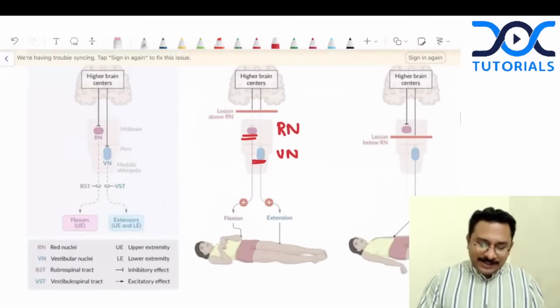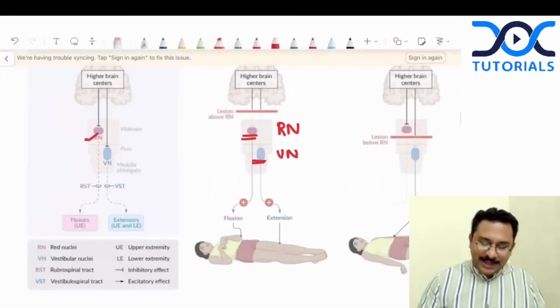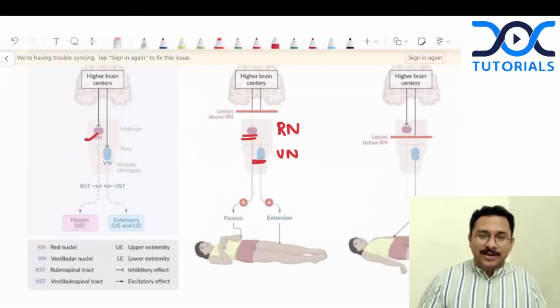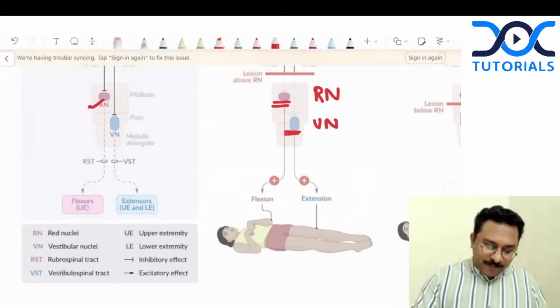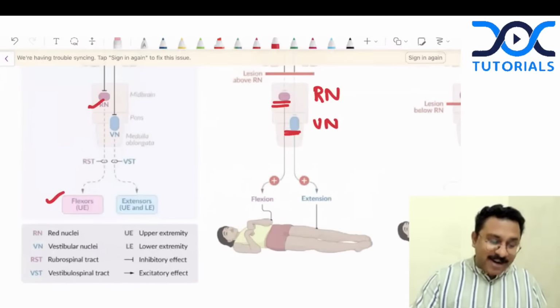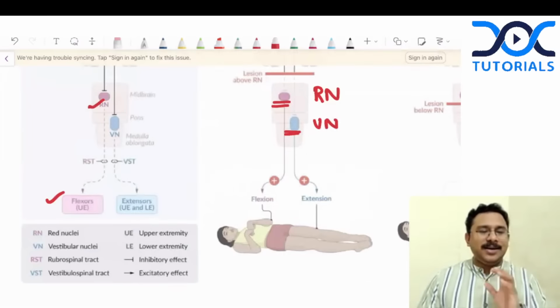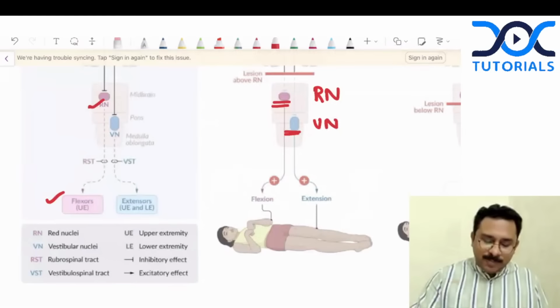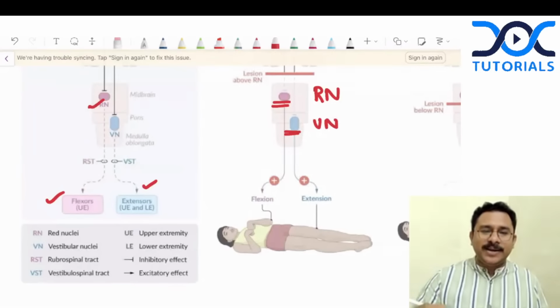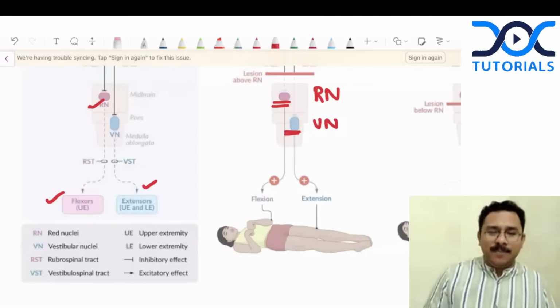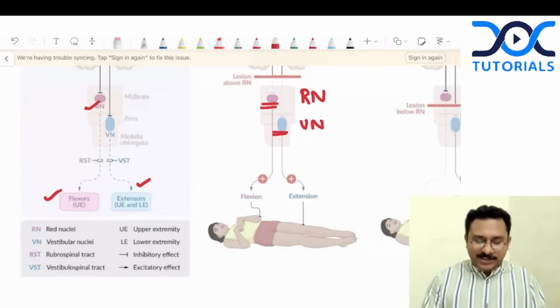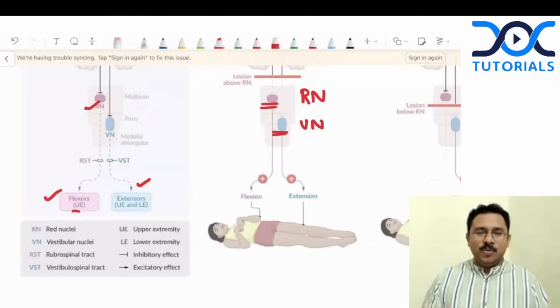Okay, this red nucleus, you can see, is stimulating the flexors of the upper limbs. Yes, what is a normal function? Red nucleus via the reticulospinal tract is stimulating flexors of upper limb. Okay. The vestibular nucleus via the vestibulospinal tract is stimulating extensors of both the upper extremities and lower extremities. UE means upper extremity, LE lower extremity.